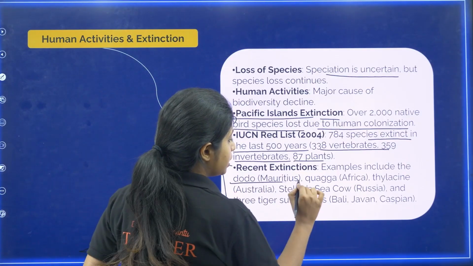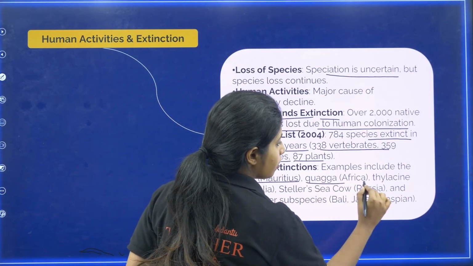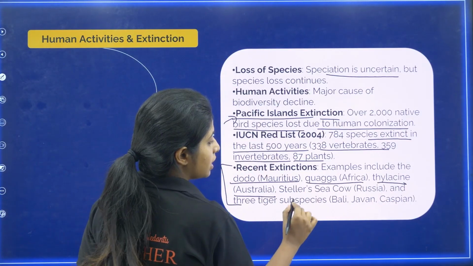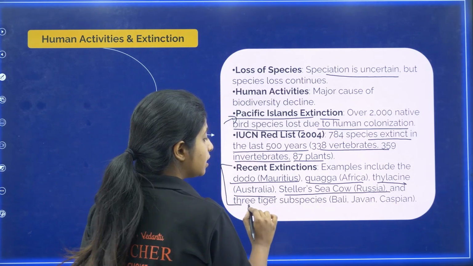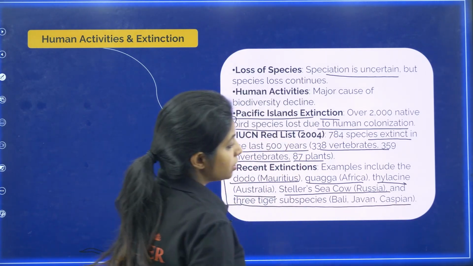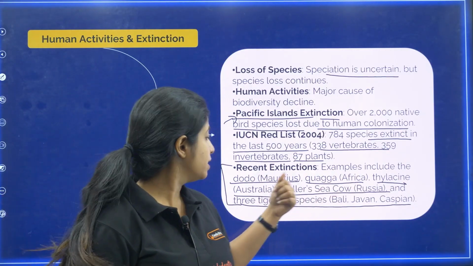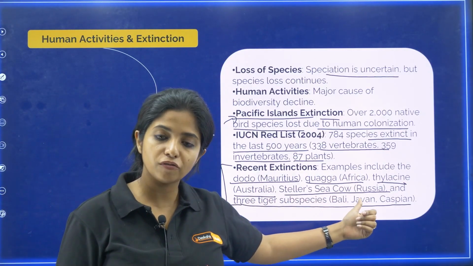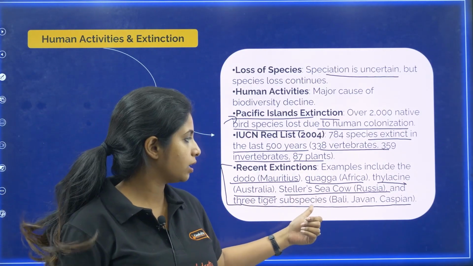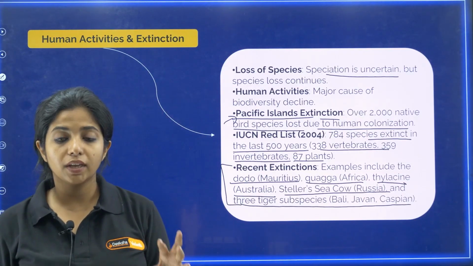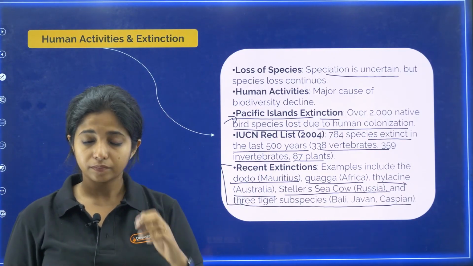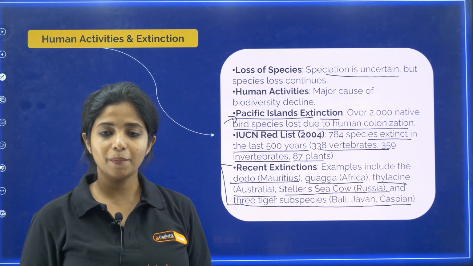So the dodo, which is a bird, belongs to Mauritius, quagga from Africa, thylacine from Australia, Steller's sea cow from Russia, and the three tiger subspecies: Bali, Java and Caspian. Okay, so dodo from Mauritius, quagga from Africa, thylacine from Australia, Steller's sea cow from Russia, and the tiger subspecies Bali, Java and Caspian. It is very, very important. Will you remember it?